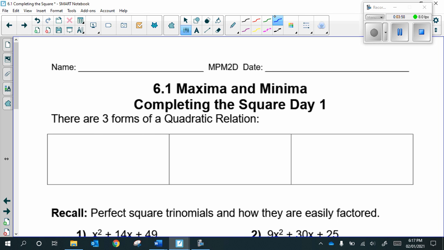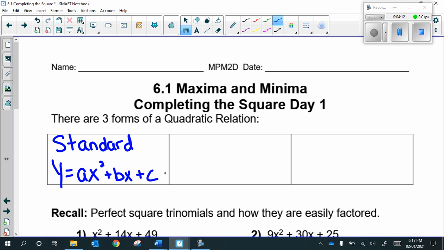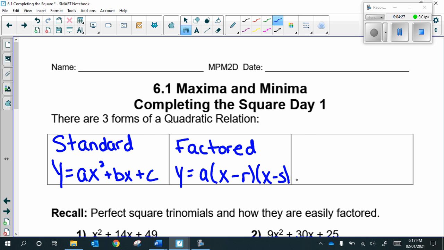So three forms of a quadratic relation. First one, standard. Standard is y equals ax squared plus bx plus c. Second form is factored. Factored form looks like y equals a(x minus r)(x minus s). And the last one is vertex. Vertex form looks like y equals a(x minus h) squared plus k. So there's our three forms.